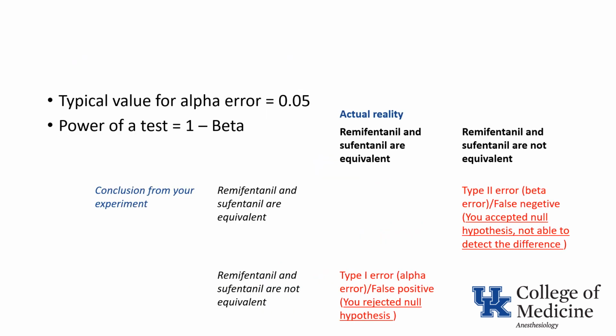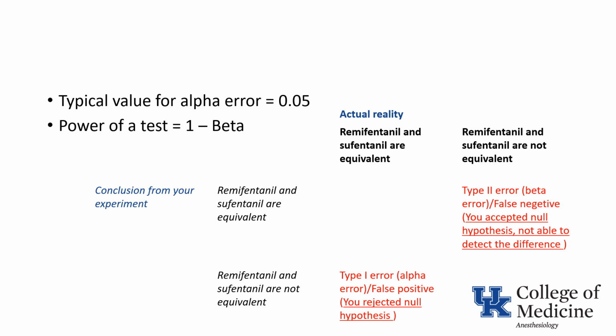A typical value for alpha error is 0.05. What it means is, assuming that there is no difference between remifentanil and sufentanil, and let's say you conducted this experiment 100 times to see if there's any difference, then only 5 out of those 100 times you will by mistake conclude that there is a difference. 95% of the times you will be able to correctly conclude that there is no difference.